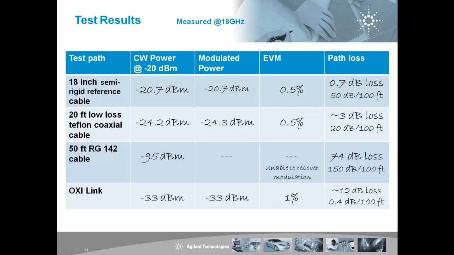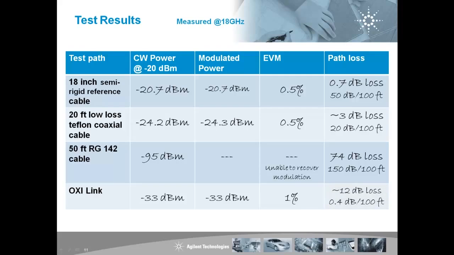Let's complete our table and compare the results. The optical links were able to deliver a signal level of minus 33 dBm for CW and modulated power. Our EVM came in at 1%, and our path loss about 12 dB of loss. On equivalent terms, this is 0.4 of a dB per 100 feet.